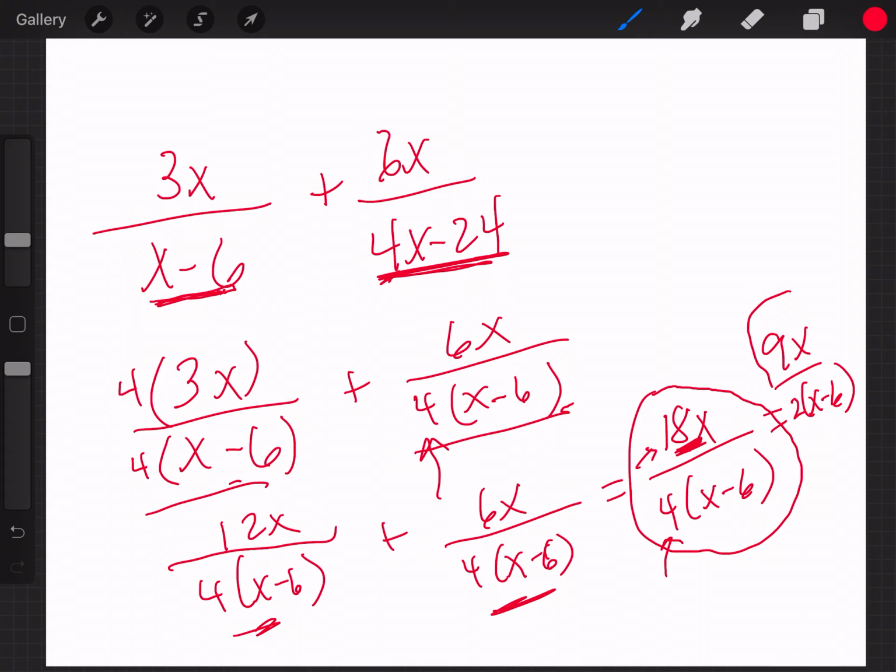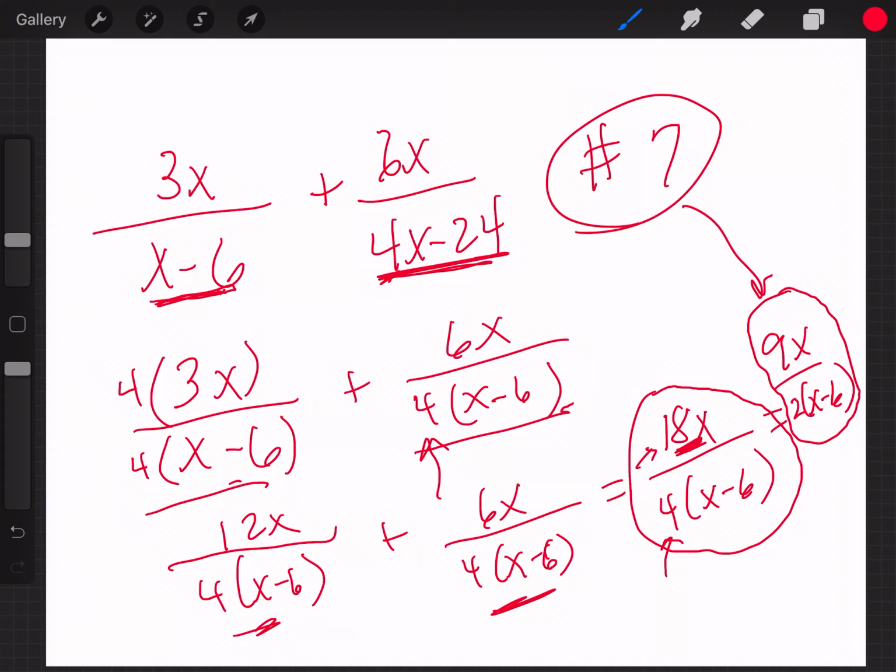Now, you do have to leave it as that for your final answer. That was number 5 again. No, just kidding. Number 7 from the adding and subtracting worksheet. If you want to look back at it, that should have been your final answer.